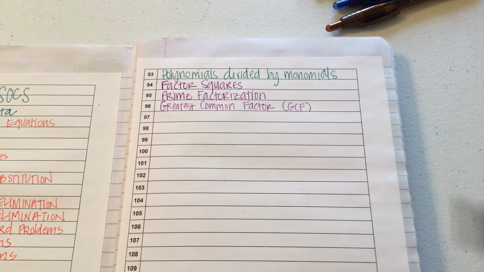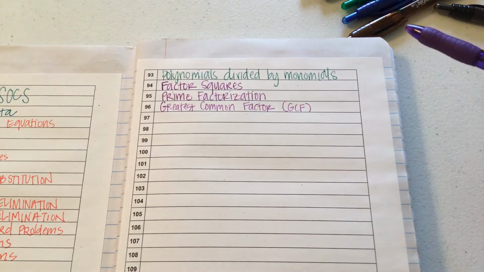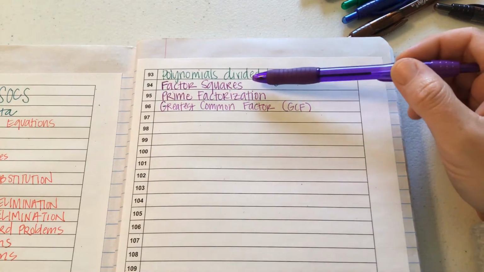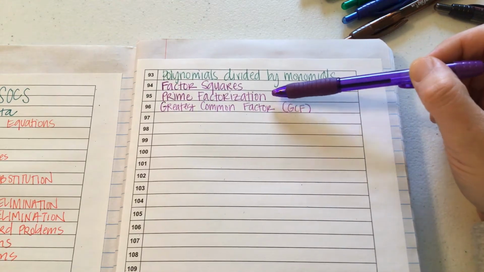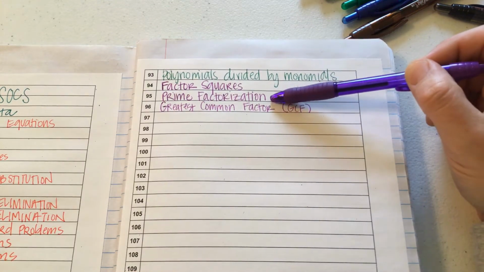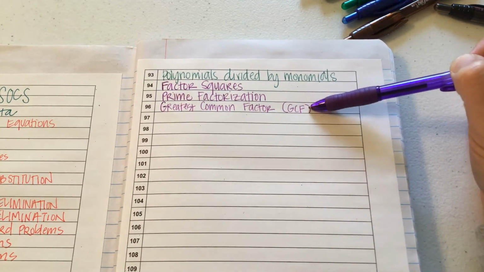All right, so we are taking notes in our factorization unit. First thing we had was factor squares. Then we talked about prime factorization, and I'm going to go over a little bit with this just to talk about some misconceptions that I'm seeing. And then we have greatest common factor, which is listed here.